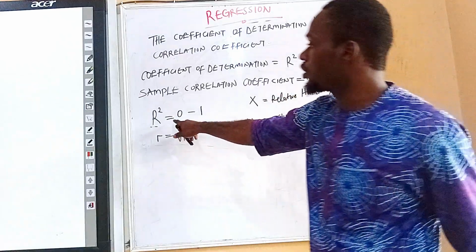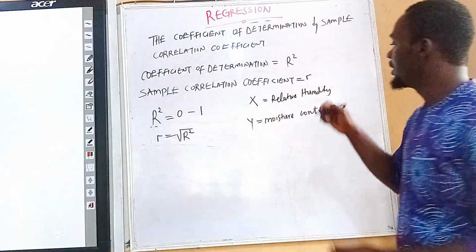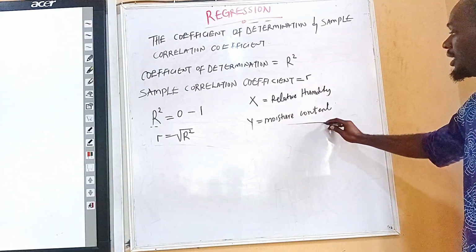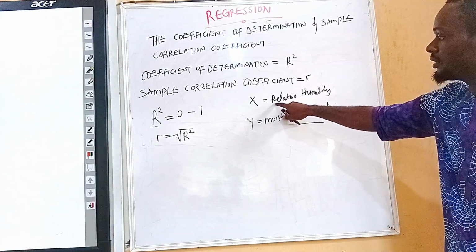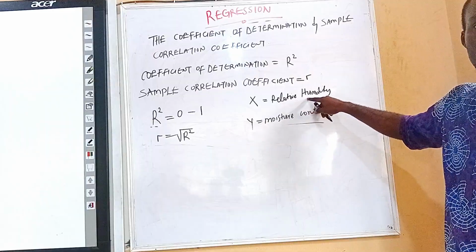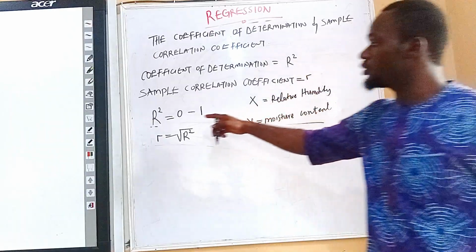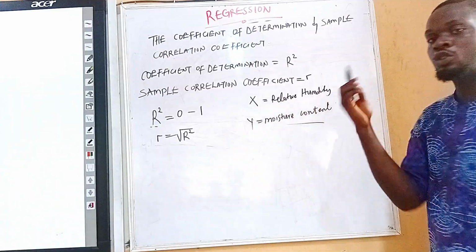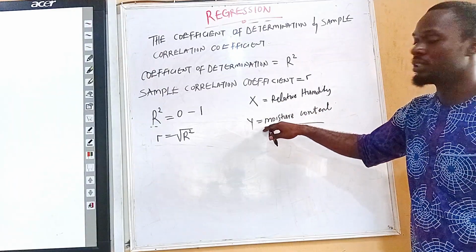You have to interpret the results that you get. If the value is closer to 1, the difference in moisture content is due to the difference in the relative humidity. But if it's closer to 0, it means that the relative humidity has little or no effect on the moisture content.